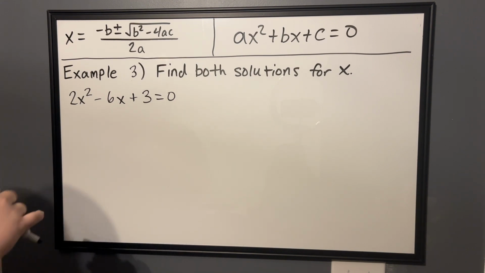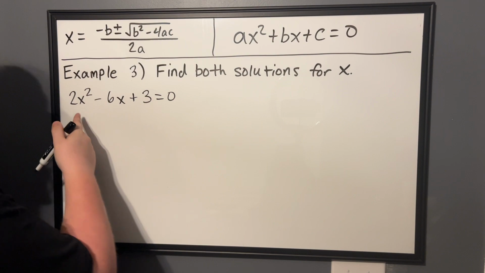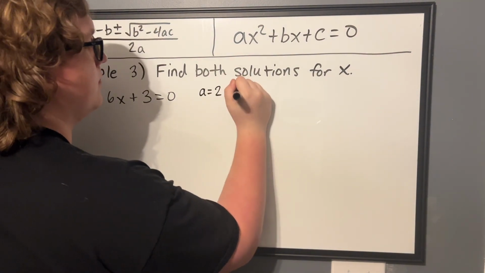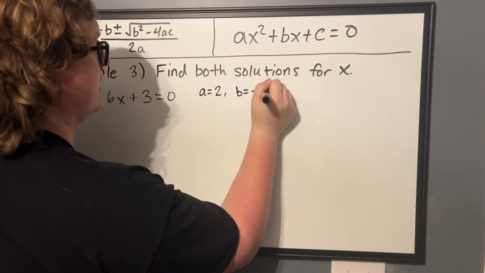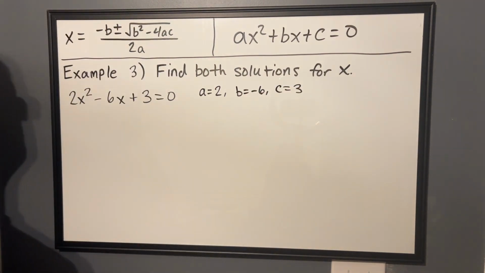And we will be doing it right here. This one, like I said, is going to be a little bit tricky, but if you can do it, then you're in great shape. So let's go ahead and get started. So we have, remember, we're going to write down what a, b, and c are. So we have a is equal to 2, b is equal to -6, and c is equal to 3.